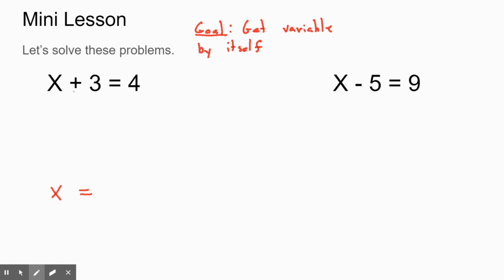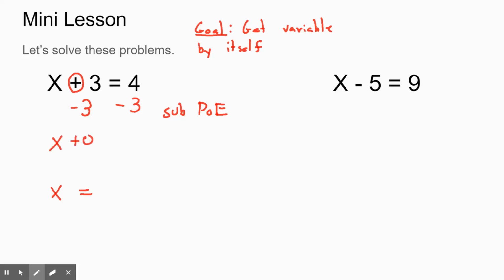So we are going to look at what operation we have here. We see that we have addition. And since we have addition, we want to undo the addition. To undo addition, you'd have to subtract. So we are going to use the subtraction property of equality. That means that we are going to subtract a number from both sides of our equation. Since we have a 3, and that's what we want to get rid of, we're going to subtract 3 from both sides. Perfectly balanced.